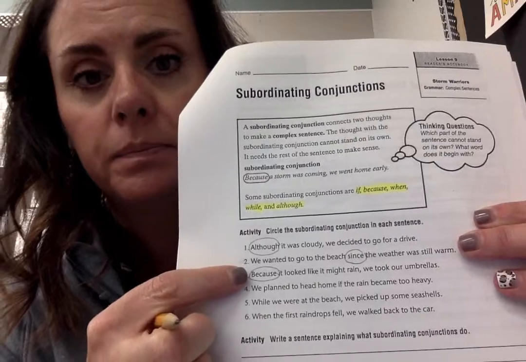Number 3, because it looked like it might rain, we took our umbrellas. Did you find it? Here are the two different thoughts. It looked like it might rain, and we took our umbrellas. What's the word that brings those two thoughts together? Because, and that's one that's listed at the top. So we're going to go ahead and circle because.